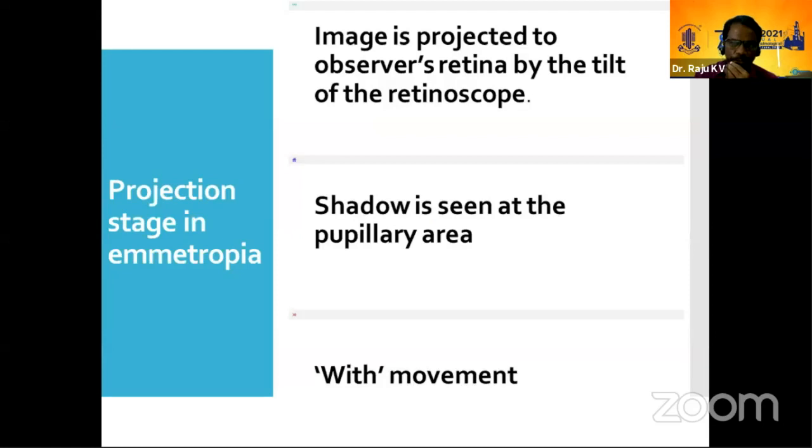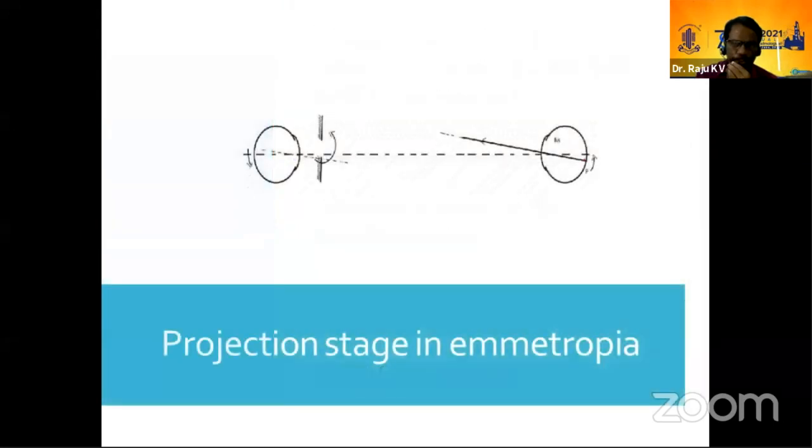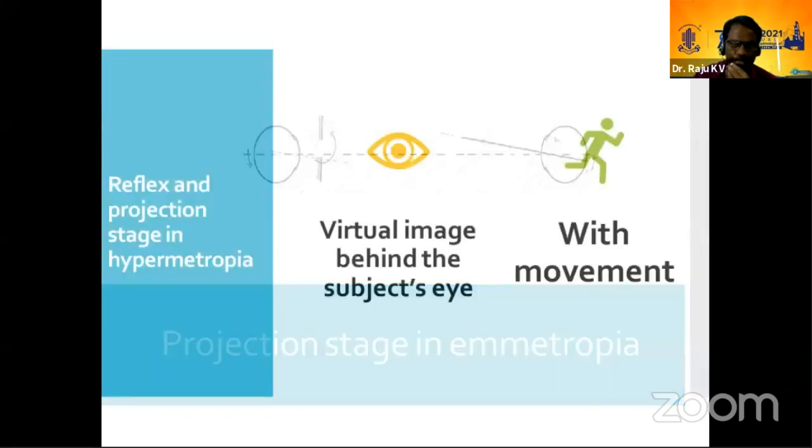At that stage, you will be able to see the shadow at the pupillary area, and we will get a with movement in emmetropia. So you can see that the emergent ray is crossing the principal axis and reaching the edge of the retinoscope and the retina of the examiner. At this stage, you will be able to see a shadow at the pupillary area.